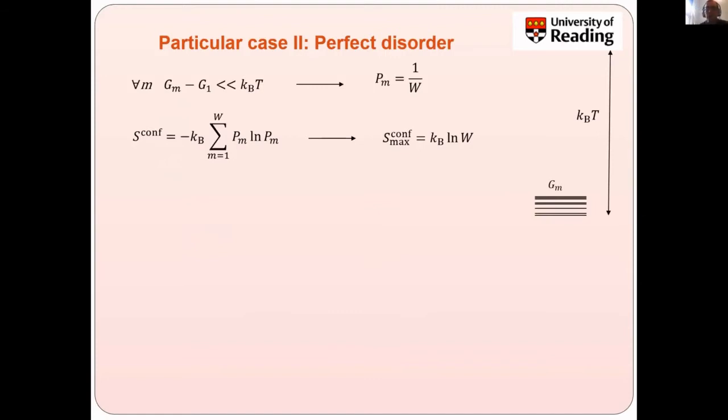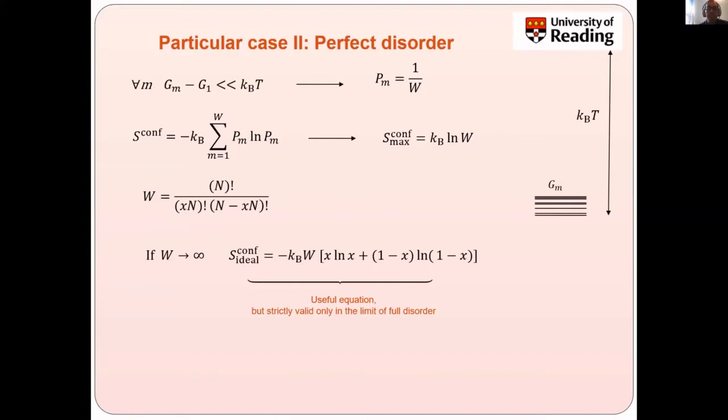Yeah, the well-known equation. And this W is the combinatorial number of possibilities of n, lowercase n, in capital N sites. Capital N is the number of sites, and in the limit of a very large supercell, in the limit of the infinite supercell, you can demonstrate that the configurational entropy given by this equation here converts to this equation that depends only on x. This is a very useful equation, and you will see some examples of applications now.